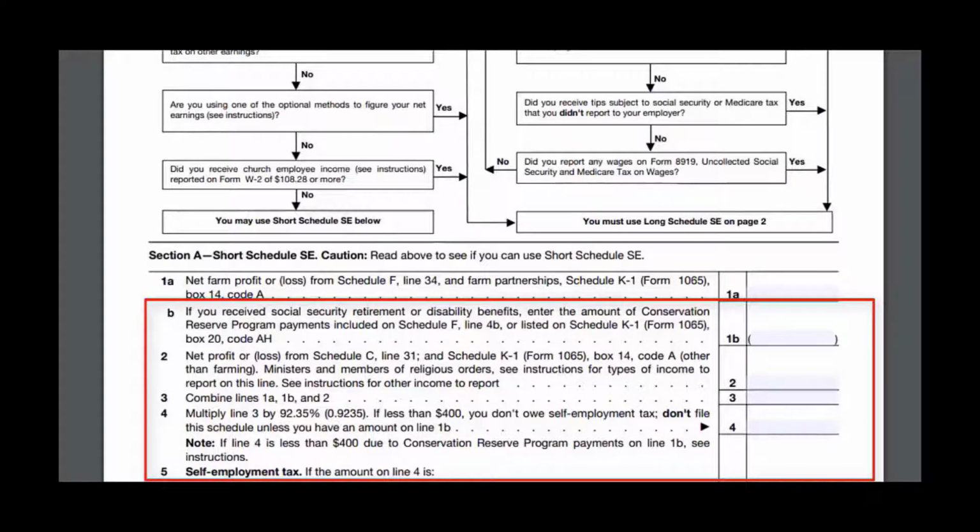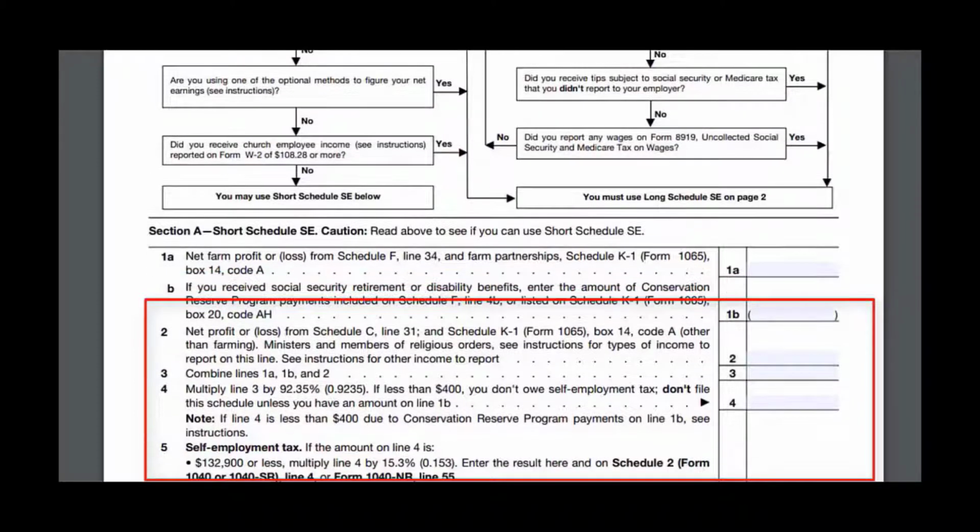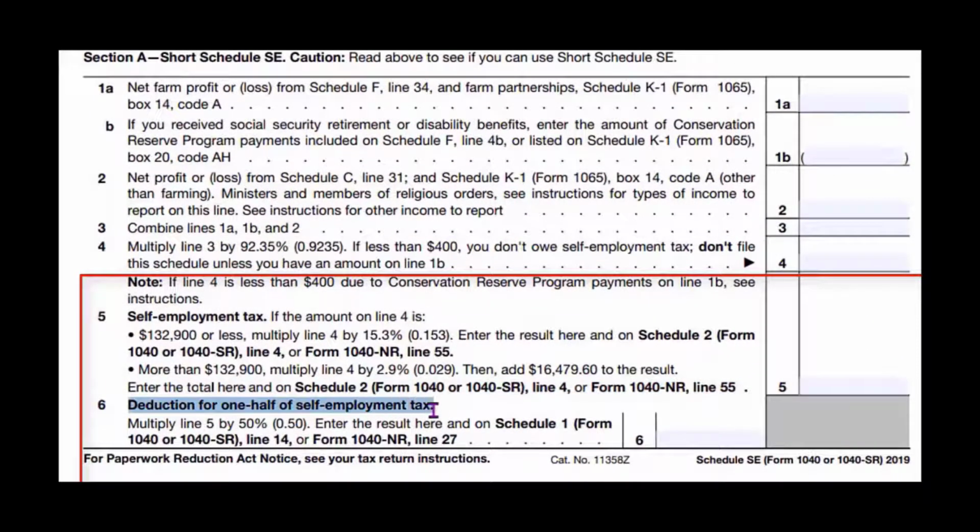Now remember, she may have already paid some self-employment tax. So in this case, she's trying to reconcile what she's paid so far versus what she ultimately owed for last year. One last thing to remember, as a self-employed individual, you can deduct one-half of your self-employment tax back on Schedule 1, and you can see it right here. It says enter the result here on Schedule 1.